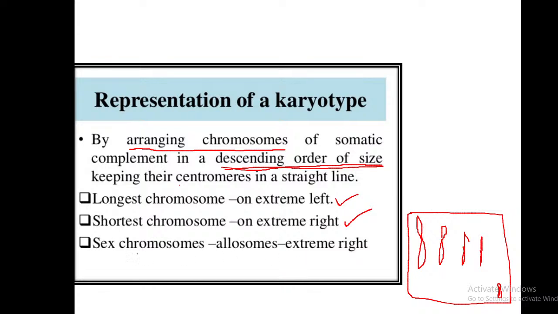Then sex chromosomes or allosomes. Allosomes, also called sex chromosomes, are arranged on the right side. Here itself the sex chromosomes or allosomes will be arranged.